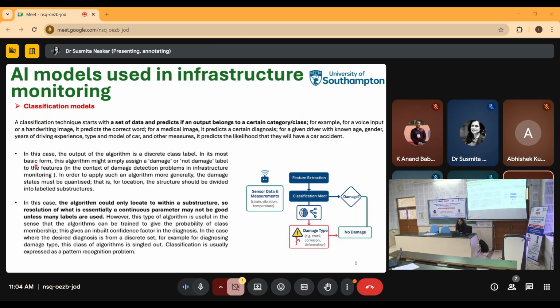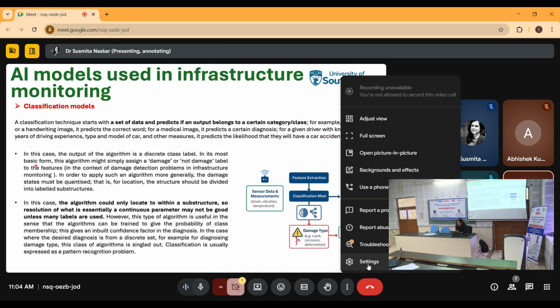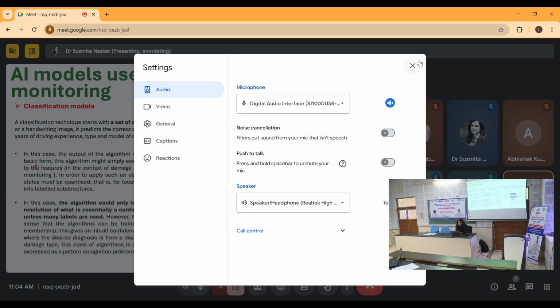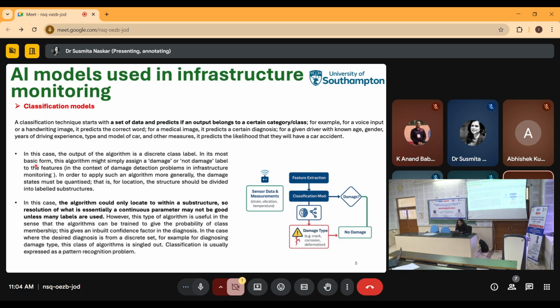What these models actually do is start with a set of data and predict whether a new output belongs to a particular category or class. This is the same principle behind many applications you will be familiar with, such as voice recognition, predicting the correct words, or even in the medical field, predicting a diagnosis. So this is actually being used quite a lot.